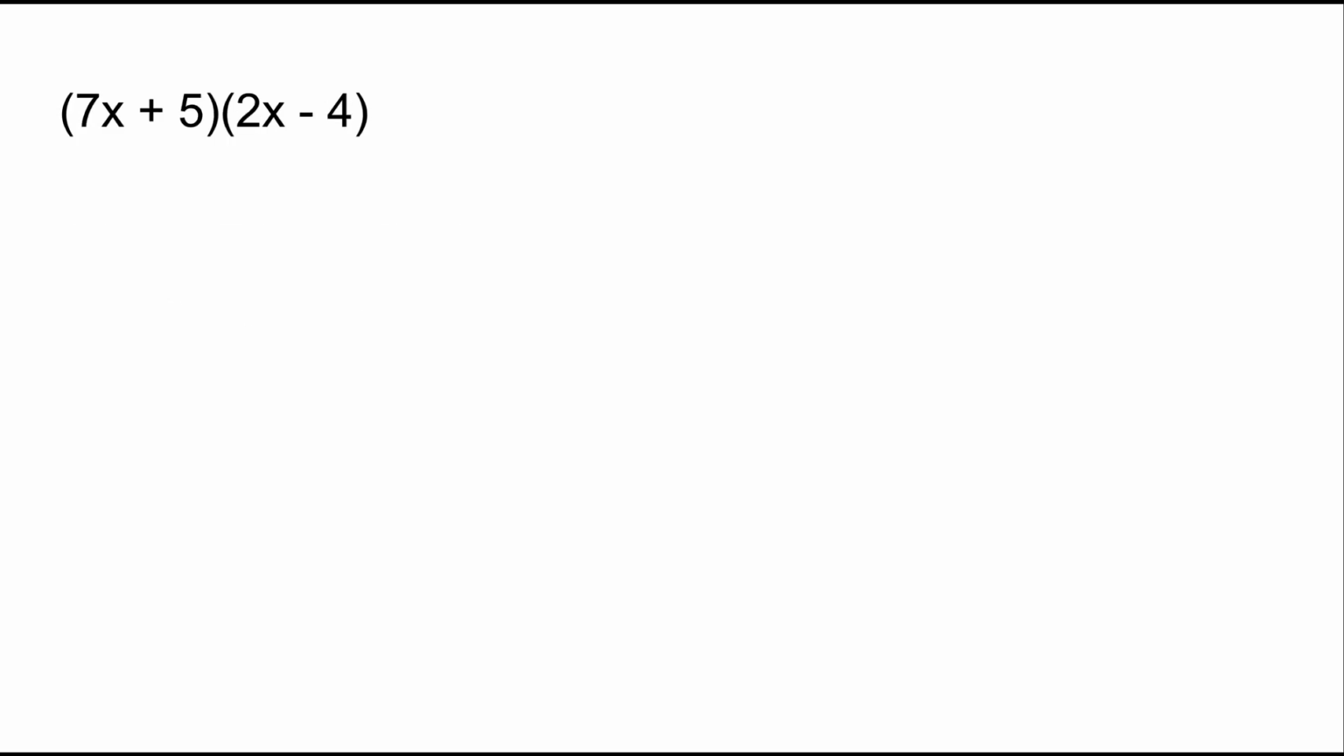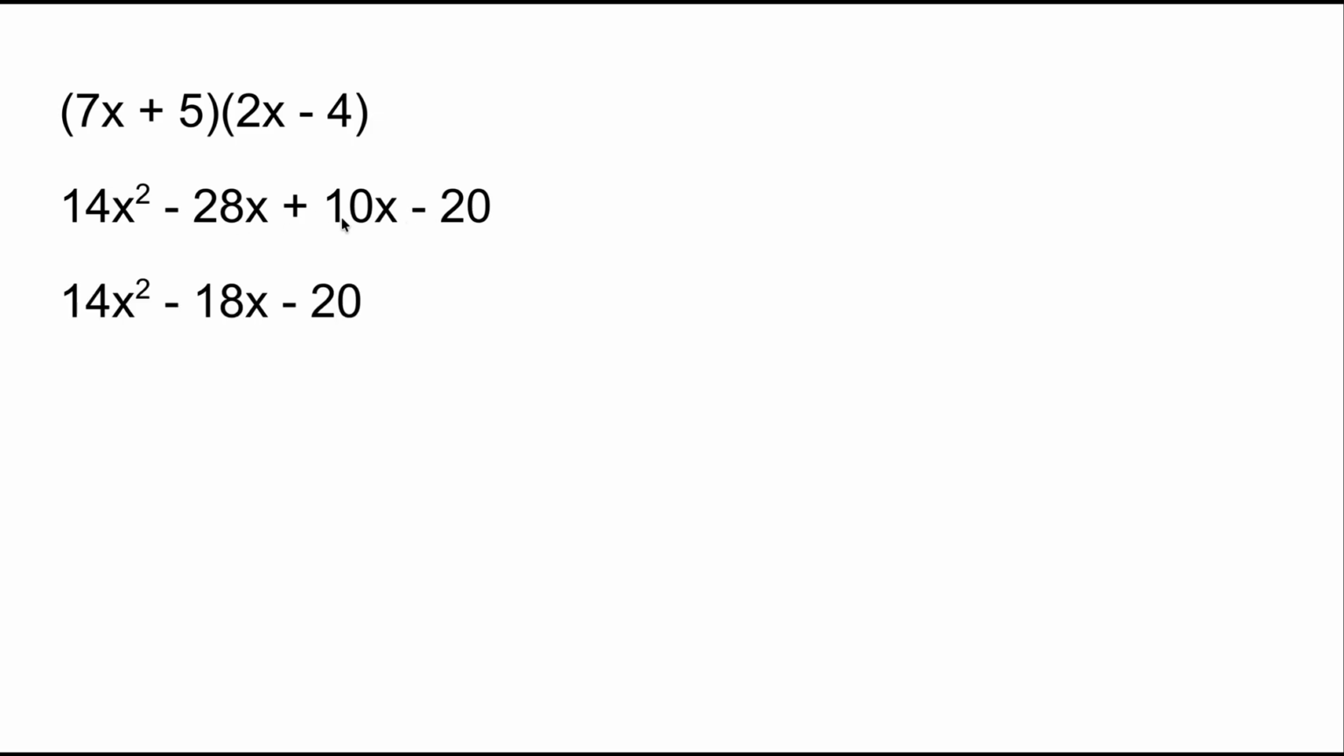Let's do it again. Multiply binomials. 7x times 2x is 14x squared. 7x times negative 4, negative 28x. 5 times 2x, 10x. 5 times negative 4, negative 20. Let's combine our like terms. Negative 28x and 10x gives us negative 18x. Our final answer is 14x squared minus 18x minus 20.